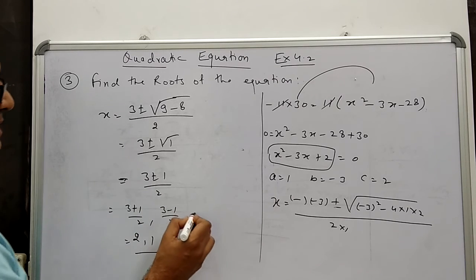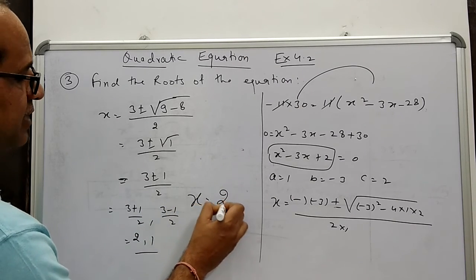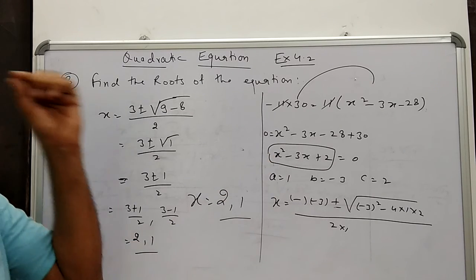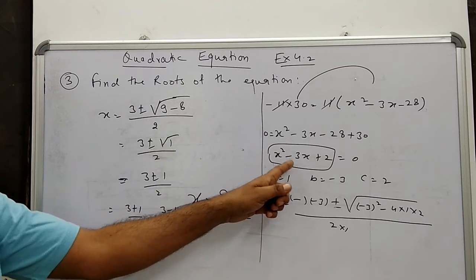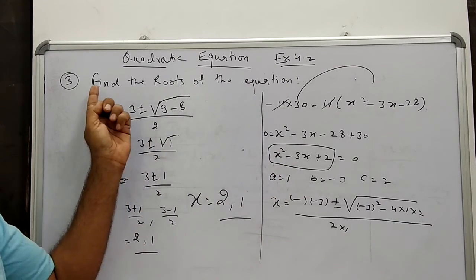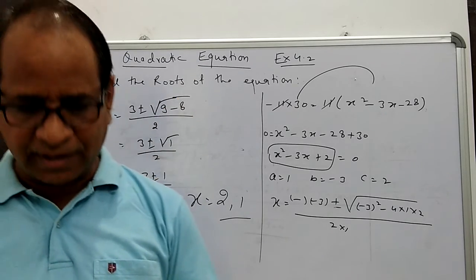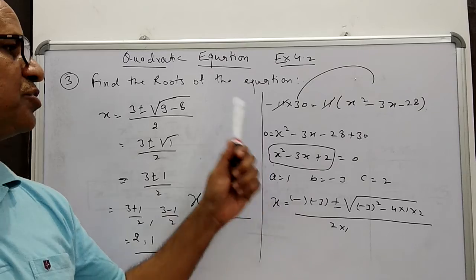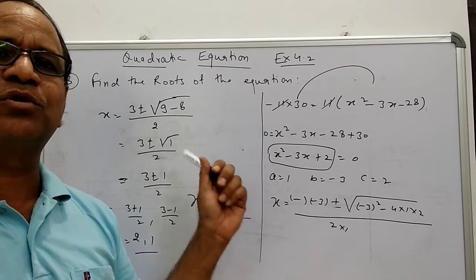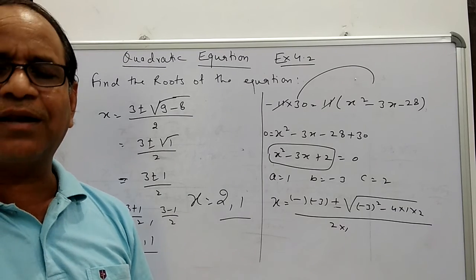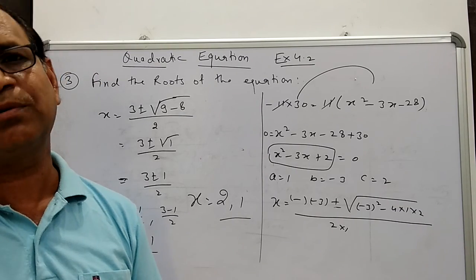So the answer is the value of x can be 2 or it can be 1, and the same problem you can do by the factor method also, because the language of the sum is saying find the roots of the equation. It is not given here that you have to use the quadratic formula or you have to use the factor method. It is your choice. You can use any one out of the two methods.